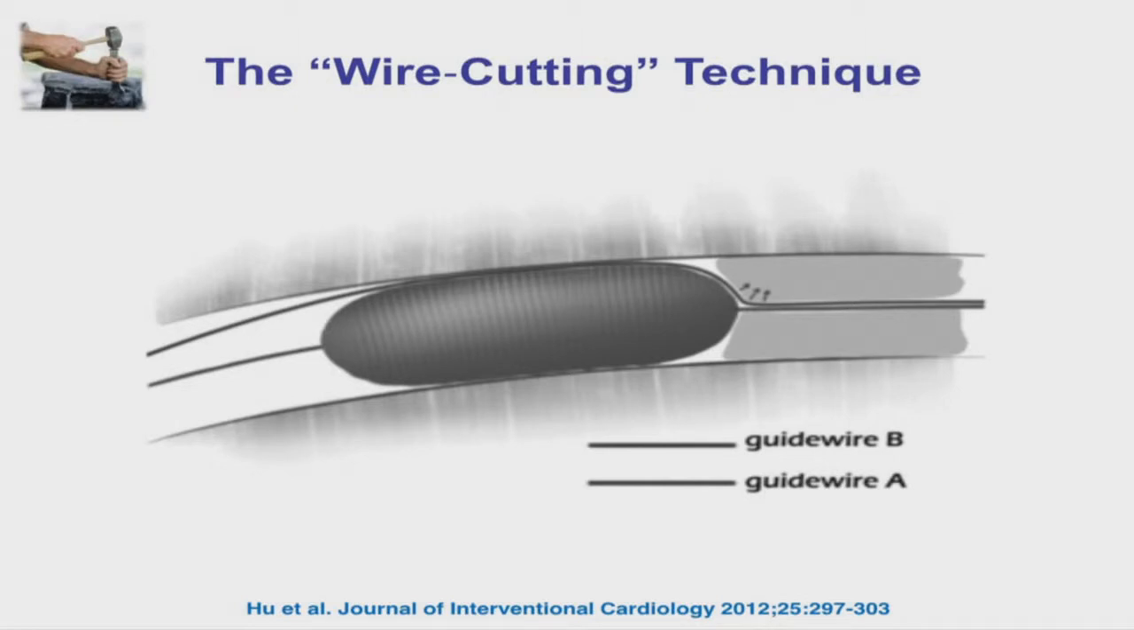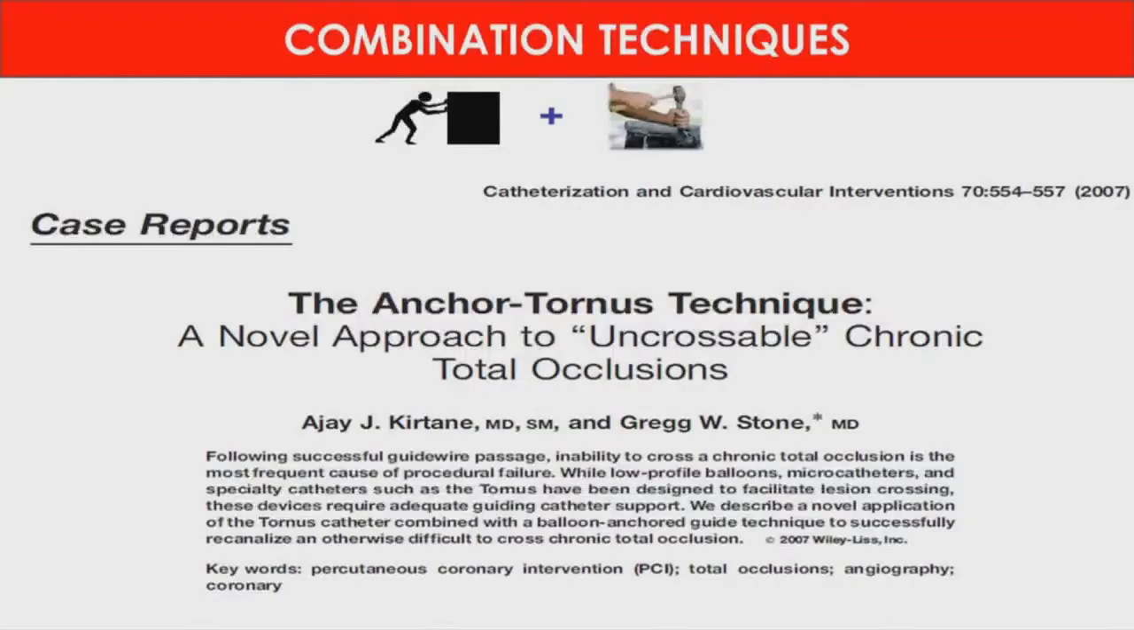In the wire cutting technique, basically this can be done if two wires are able to cross the lesion. If you are able to cross with two wires, then you inflate one balloon on one wire, and the other wire cuts the plaque proximally. Thereafter, balloon crossing becomes easier.